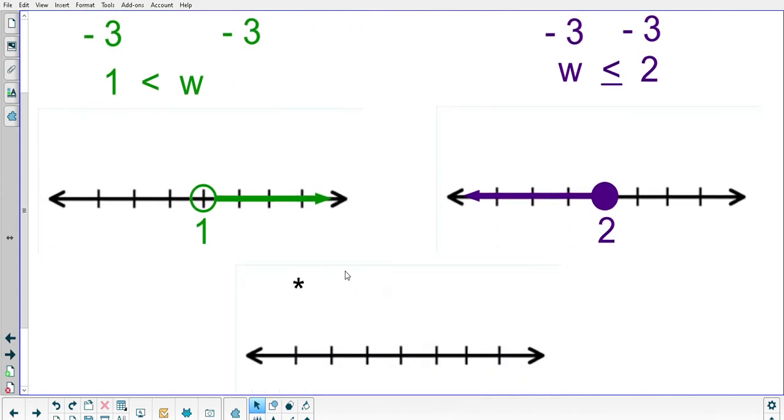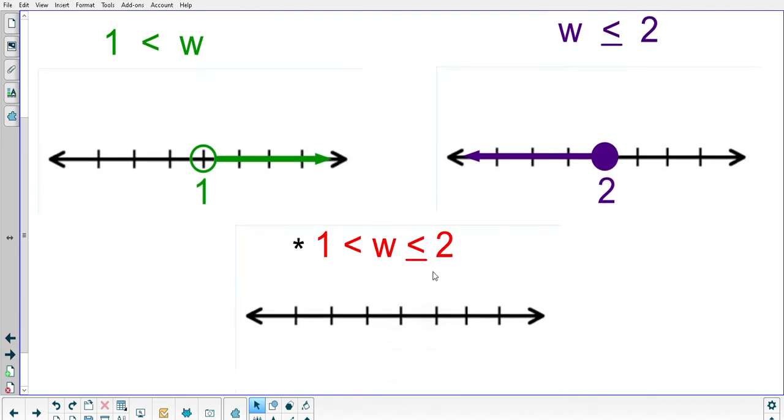So when I look at this inequality now, it's compound, it's an "and", so it's 1 is less than w, which is less than or equal to 2. When I graph the first one, remember when we graph w is greater than 1, we've got an open circle on 1 and shaded to the right. When we graph w is less than or equal to 2, we're going to have a solid dot on 2, and it's going to be shaded to the left.